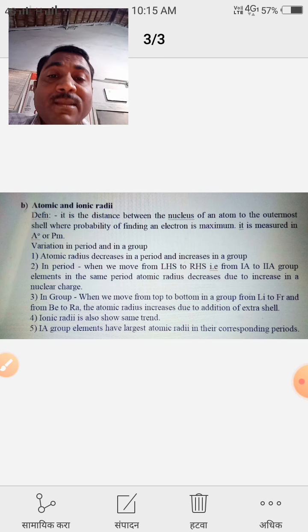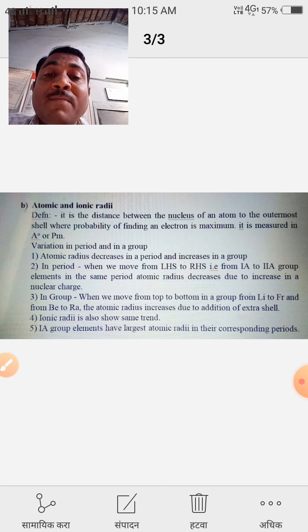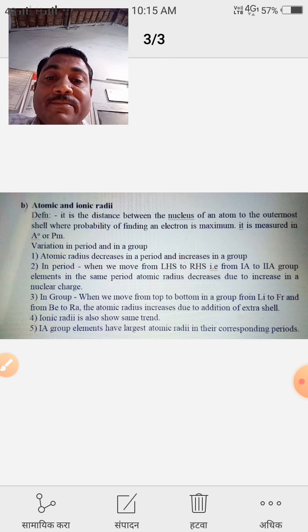Similarly, in case of an ion, the distance between the nucleus and the outermost shell of that particular ion is known as the ionic radius. This ionic radius as well as atomic radius are measured in units of angstrom or pm, picometer. This length is measured in terms of angstrom or picometer.